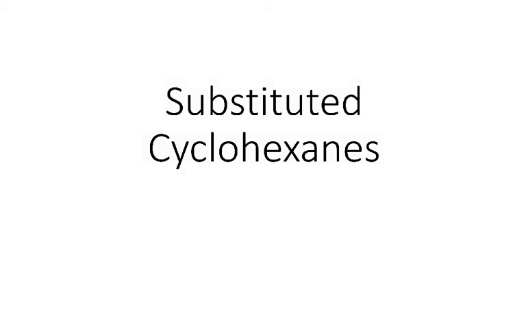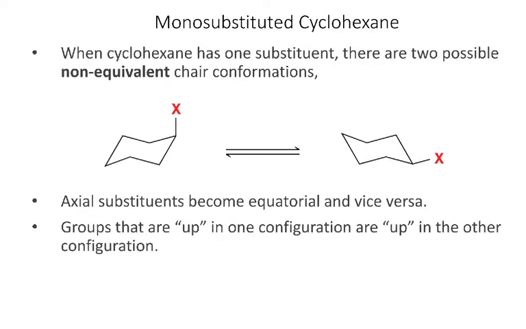In this video, we're going to talk about substituted cyclohexanes. We're going to see how to switch between the different conformations and also how to decide which conformation is more stable. So when cyclohexanes have substituents, there are two possible non-equivalent chair conformations.